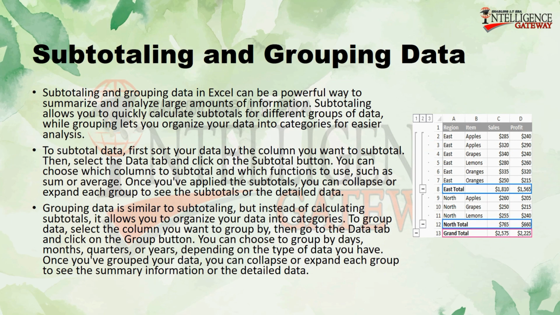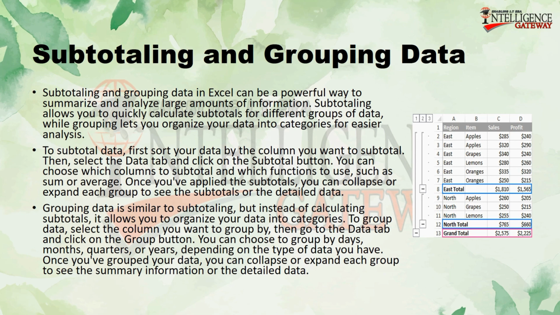Subtotaling and grouping data. Subtotaling and grouping data in Excel can be a powerful way to summarize and analyze large amounts of information. Subtotaling allows you to quickly calculate subtotals for different groups of data, while grouping lets you organize your data into categories for easier analysis. To subtotal data, first sort your data by the column you want to subtotal, then select the Data tab and click on the Subtotal button. You can choose which columns to subtotal and which functions to use, such as sum or average. Once you've applied the subtotals, you can collapse or expand each group to see the subtotals or the detailed data.